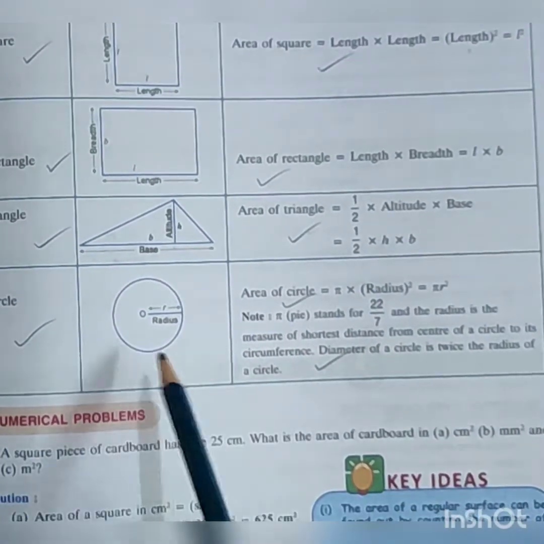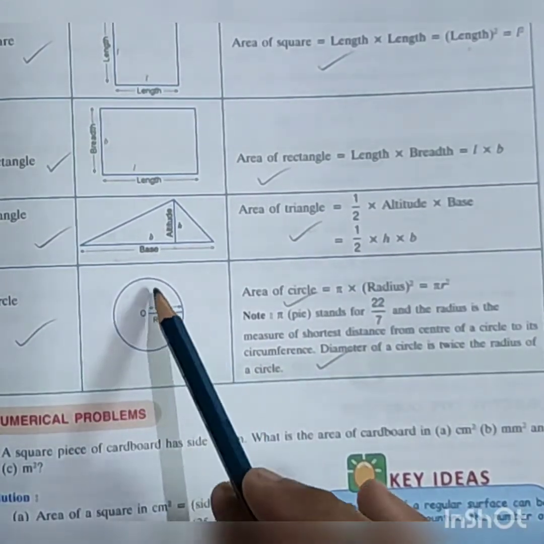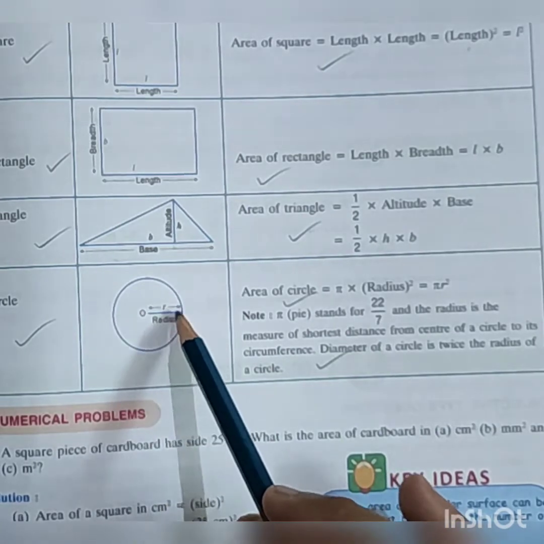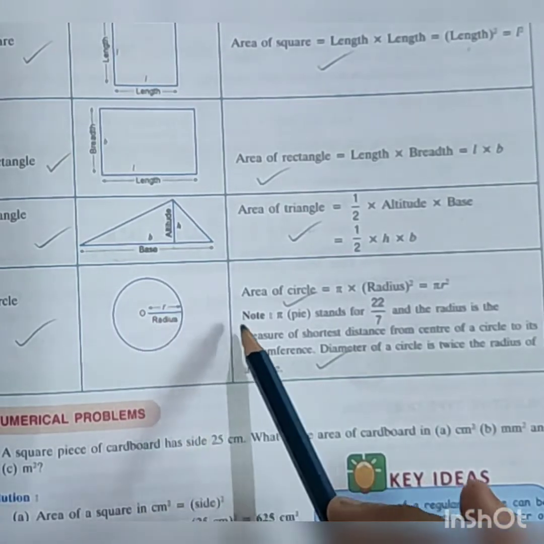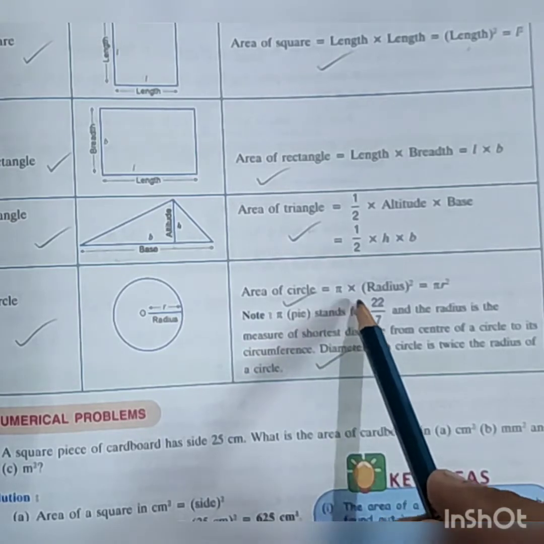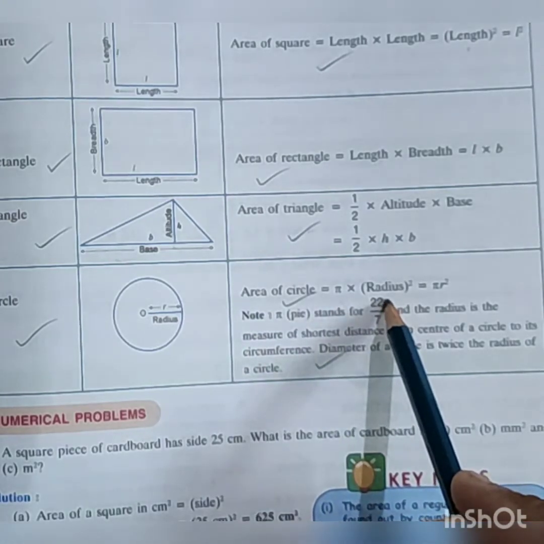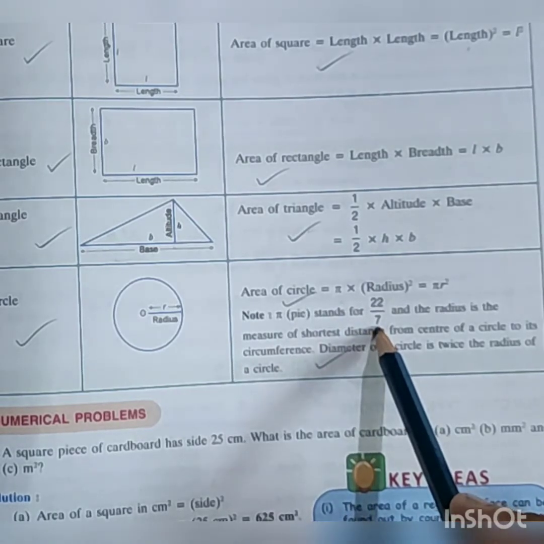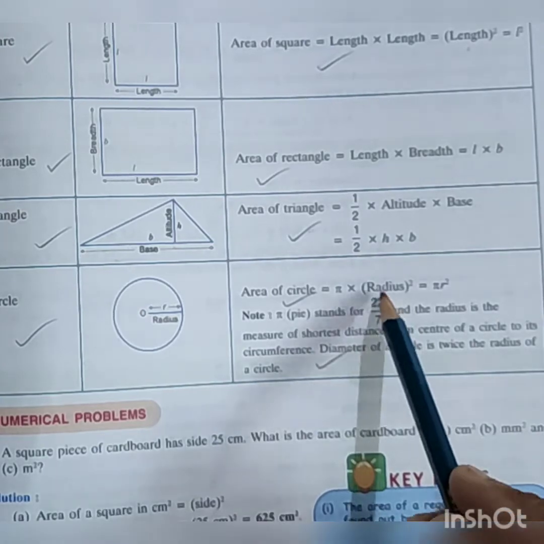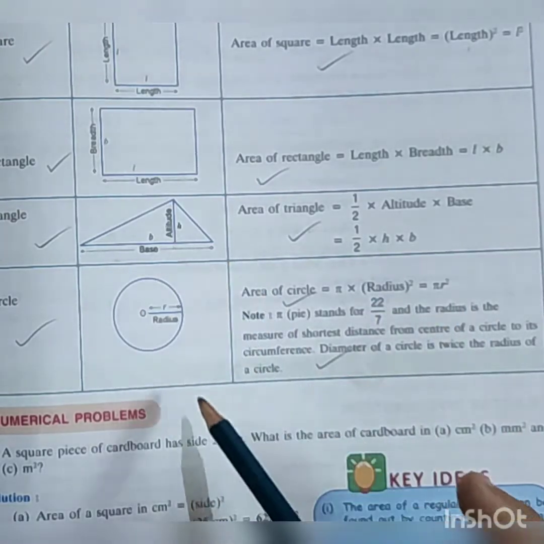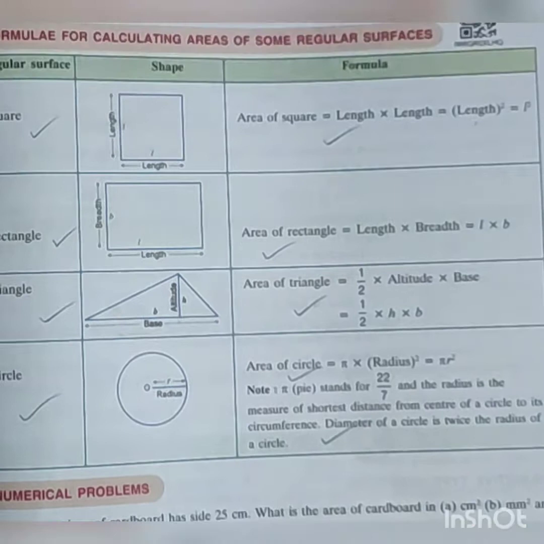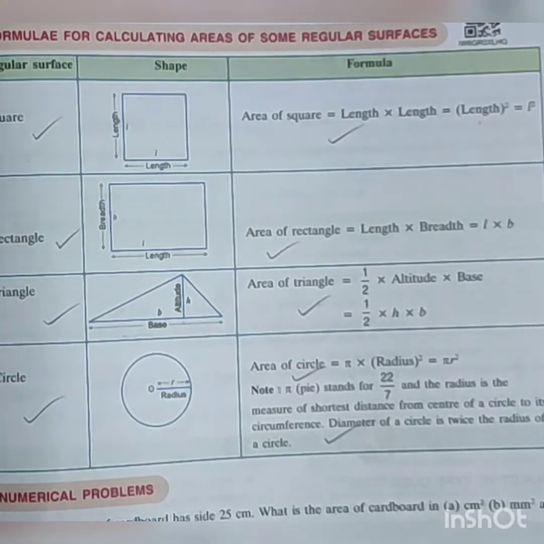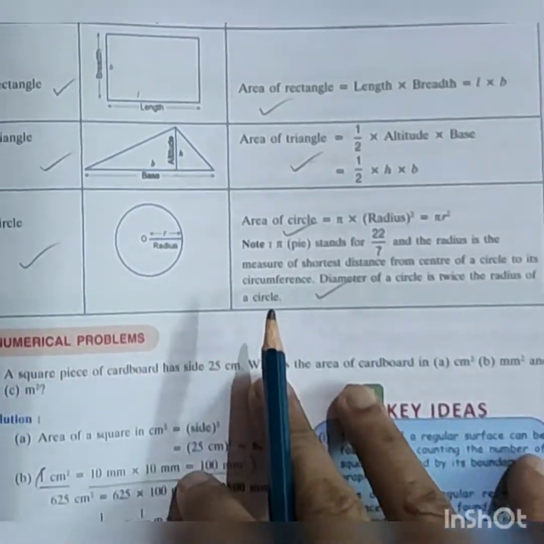And lastly we have the circle. This is a circle, and this is the radius, half of the diameter. So area of a circle equals pi into r square, pi into radius square. The value of pi is 22/7 if in fraction, and if in decimal, then 3.1416. So these are the basic formulas for calculating area of regular shapes. Please remember them. We have some numericals after that.